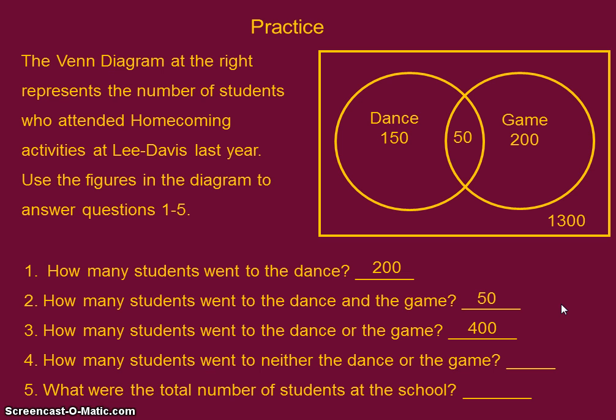Number 4 says how many students went to neither the dance or the game. That means they're not in these circles. Well, that would be this number down here. They didn't go to either one of those, and that would be 1,300.